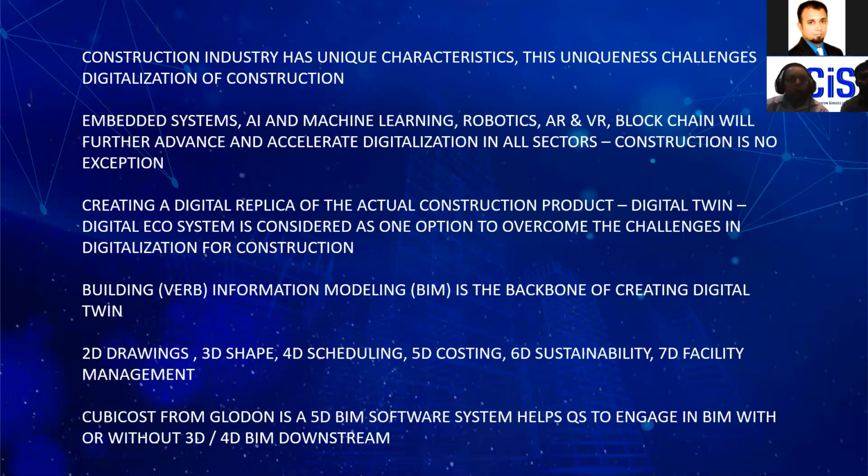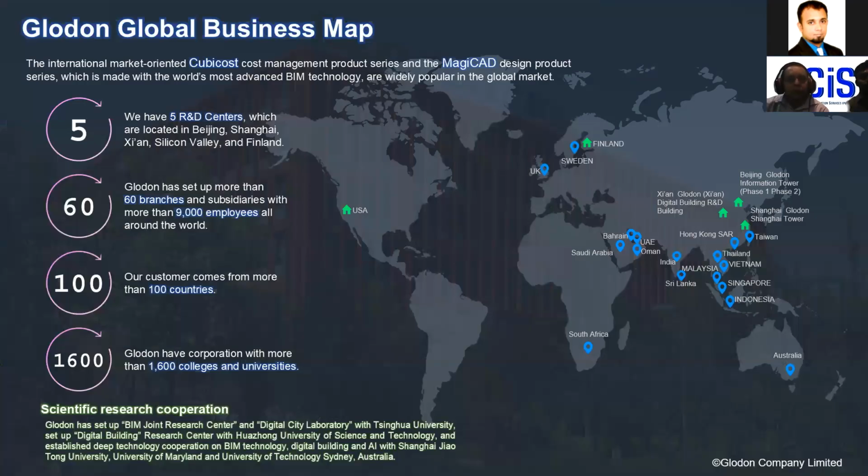So Glodon, if you take the business map of Glodon, we have 5 R&D centers located in Beijing, Shanghai, Xi'an, Silicon Valley, and Finland. Those are our R&D centers. We have set up 60 branches. We have customers covering 100 countries, and we have cooperation with 1,600 colleges and universities at the moment.